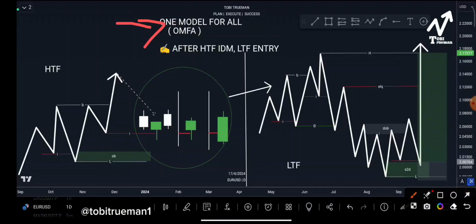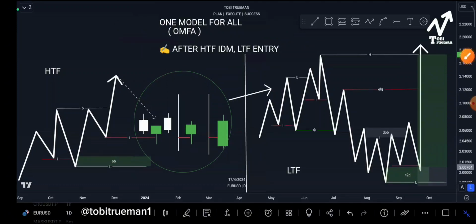as a supply to demand or demand to supply model, okay? So what we want to do right now is that, after higher time frame inducement has been taken, we want to look for lower time frame entry. That is, when price has not tapped into the higher time frame decision order block, or engineering liquidity, or order block, or extreme order block, all of those. Price has just taken out the higher time frame inducement. So what do we anticipate to look for then?